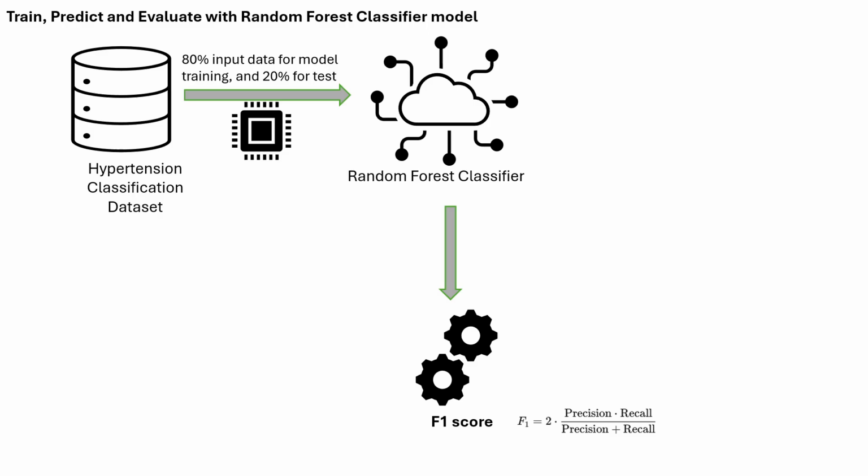Finally, we train and evaluate the model. We split the dataset 80% for training and 20% for testing. After training, we evaluate the model using the F1 score, which is a balanced metric combining precision and recall. This is important in healthcare because both false positives and false negatives can be problematic. The workflow is straightforward. Train the random forest, make predictions on the new dataset, and then evaluate its performance.